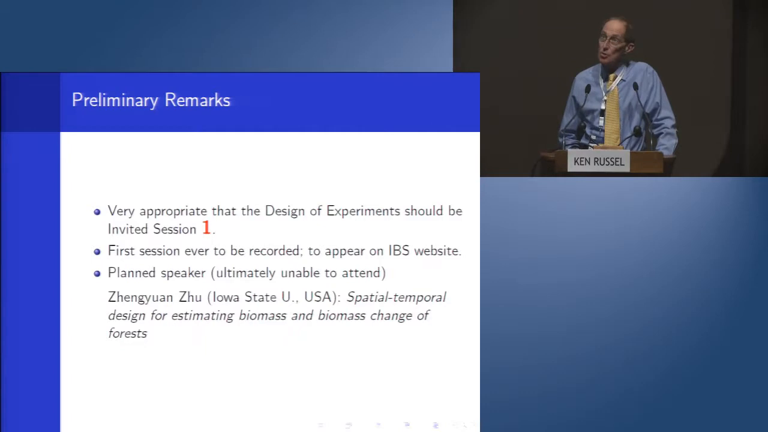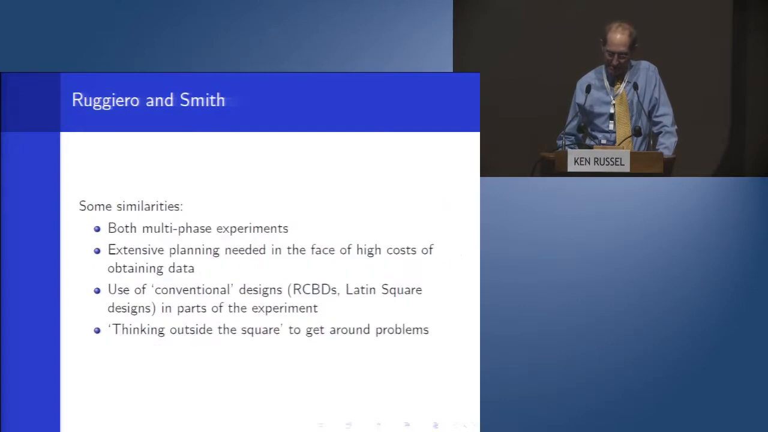I'd like to mention one speaker who had been intending to give a presentation, but unfortunately had too many logistical difficulties in getting a visa. And that's Zhengguan Zhu from Iowa State, who was going to be talking on spatial temporal design for estimating biomass and biomass change of forests. Now, that also, I think, would have been quite an interesting and different approach to experimental design.